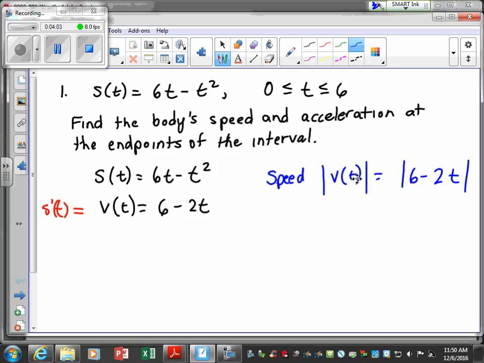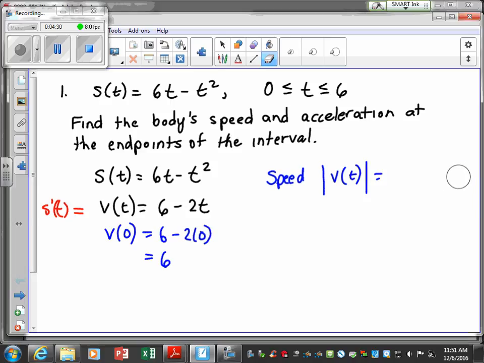We'll have two different intervals. We have a time interval between 0 and 6. We want to check the endpoints, so let's check it at 0 and then also at 6. So what's the velocity at 0? Let's come over here and say velocity at the interval. That would be 6 minus 2 times 0, which is 6.